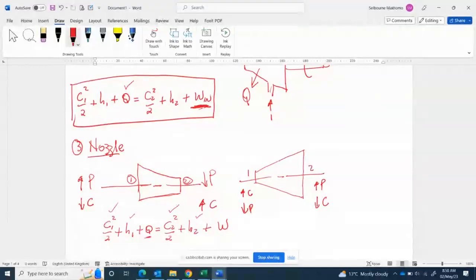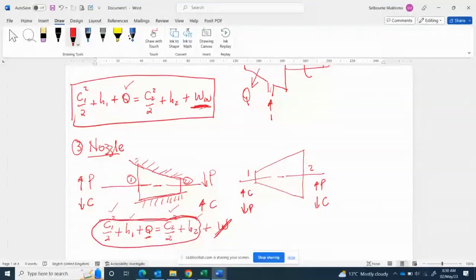For Q, in most cases, the question will tell you that it is an adiabatic nozzle. It means that the nozzle is fully insulated, therefore heat is not allowed to enter or to leave the nozzle. Otherwise, Q will be given. W is always 0, because there's no work: there are no mechanical or moving parts in the nozzle. Therefore, the steady flow energy equation for a nozzle remains this one.